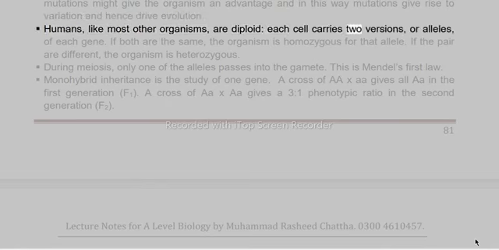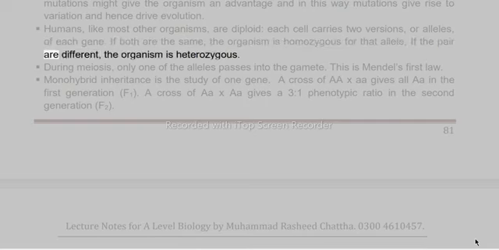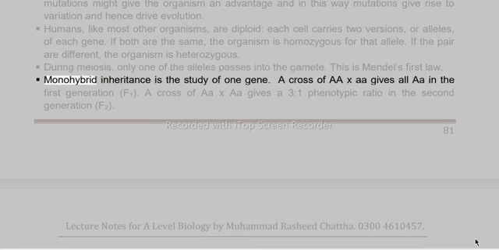Each cell carries two versions, or alleles, of each gene. If both are the same, the organism is homozygous for that allele. If the pair are different, the organism is heterozygous. During meiosis, only one of the alleles passes into the gamete. This is Mendel's first law. Monohybrid inheritance is the study of one gene.